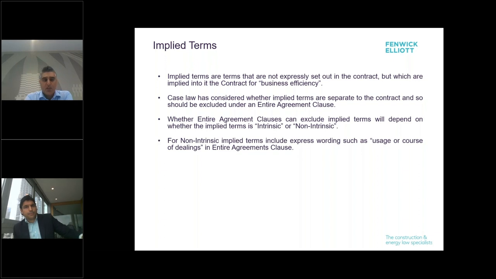The other thing is, I was just going to touch upon implied terms. Implied terms, though not expressly set out in a contract, can be implied into a contract for various reasons. The Marks & Spencer case said one of those reasons is business efficiency, i.e. it is required to make the contract work, not just because it's reasonable for that provision to be included.